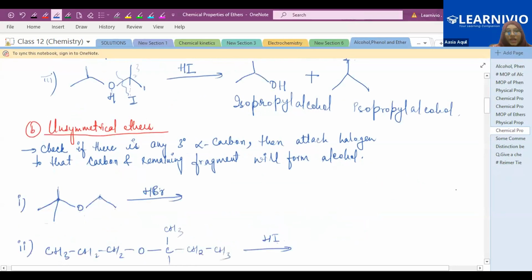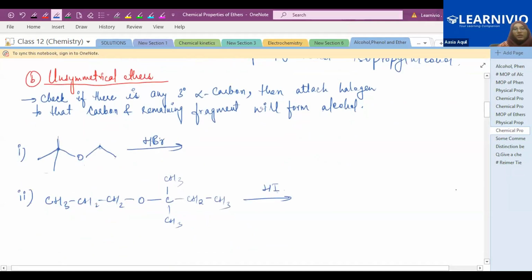Now it's an unsymmetrical ether. The question is which bond we will cleave, because we have to cleave the carbon-oxygen bond. But in the unsymmetrical type of ether, both the groups are different. So how will you cleave the bond, which bond will you cleave? See over here.